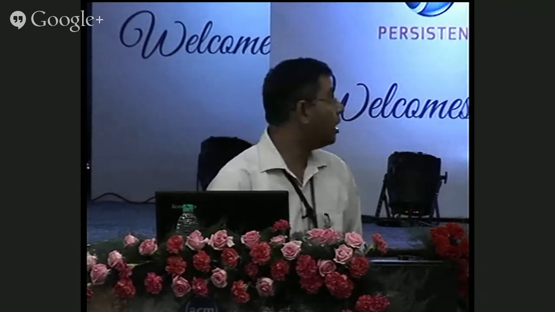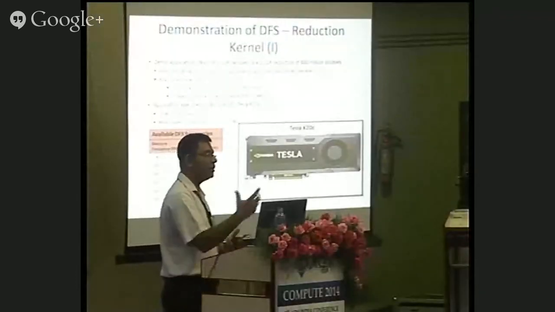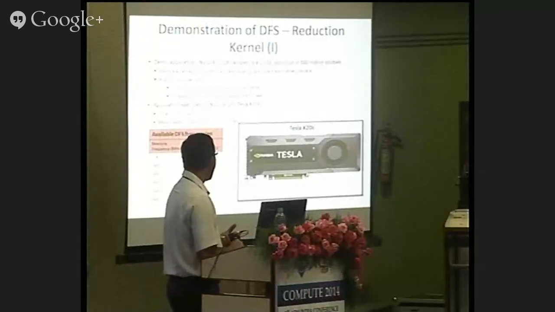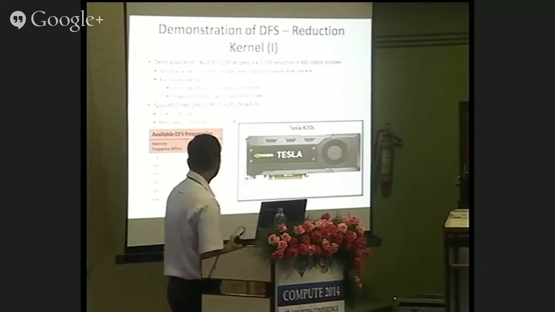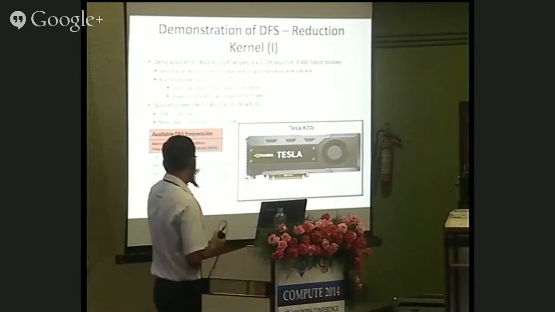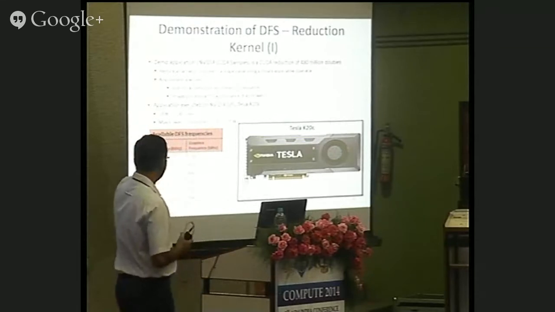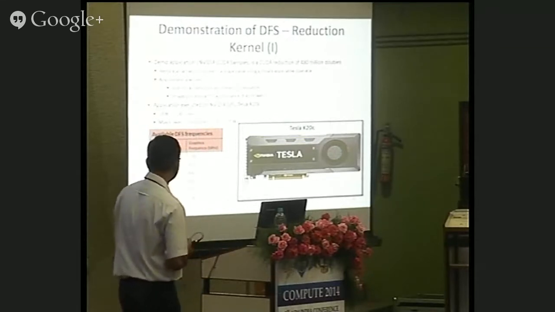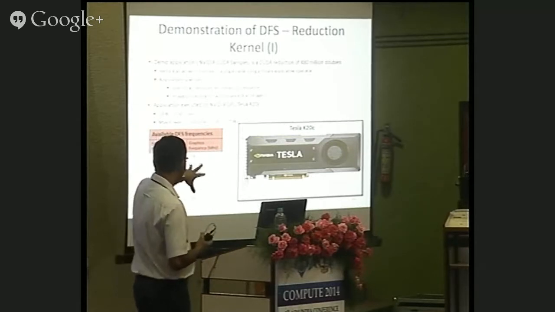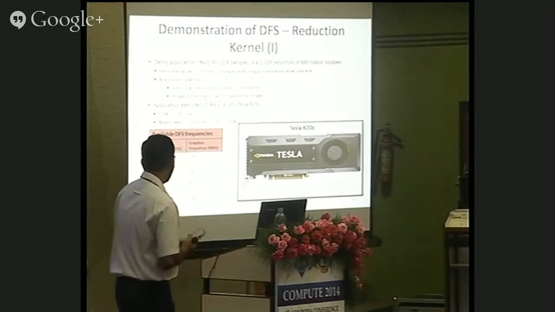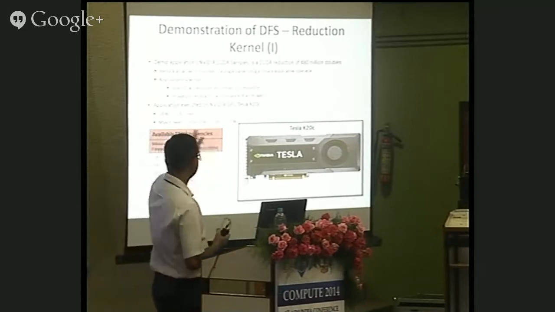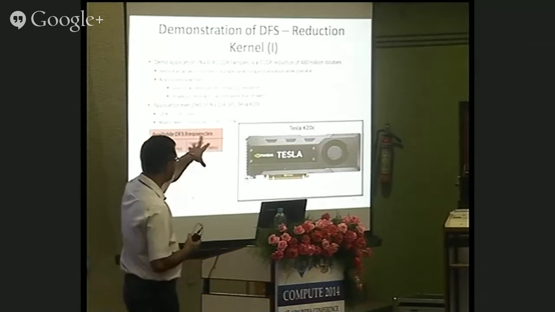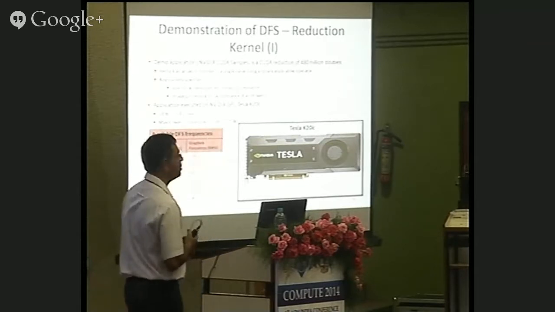Now let's look at a demonstration of DFS. We took a reduction kernel in a particular dynamics application and ran it on this Tesla K20 GPU. This particular GPU gives us a set of memory frequencies as well as graphics frequencies. This Tesla K20 has 2496 cores, and its TDP is about 225 watts. The reduction operation was done on 420 data elements, and the data type was double.